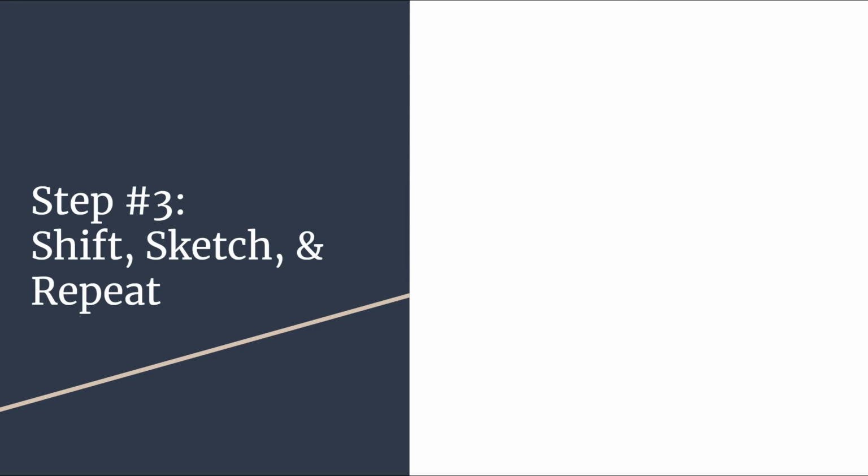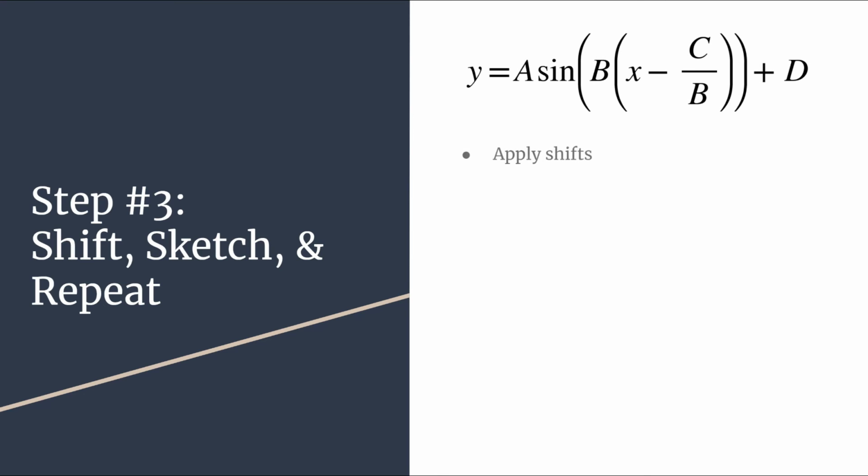So step 3 is to shift, sketch, and repeat. So the shift is really the only new part. Here's our equation. You'll apply your shifts, your phase shift, which is C over B, and we can see that clearly in our equation. Your vertical shift D, usually you can accomplish both of those together. You just take your base pattern points and you move, say, right and up.